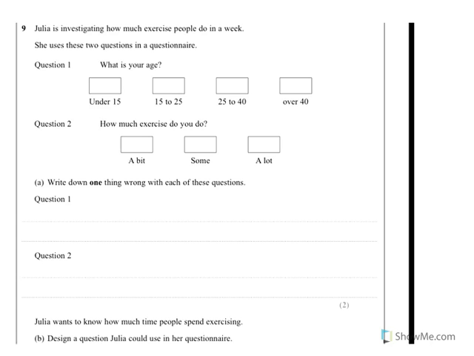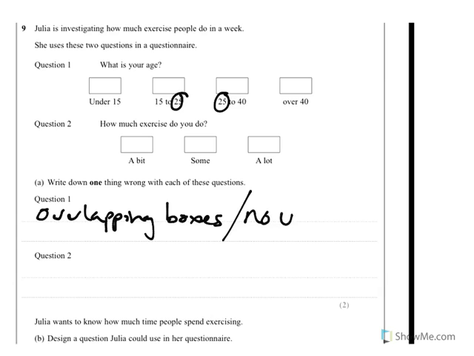Okay, so we need to write down one thing that's wrong with each question. In question 1, if I was 25, I wouldn't know which box to tick. So there are overlapping boxes. You could have also said that there are no units, so you could say under 15 watts, could be under 15 days, under 15 months. So there's no units there either, so we could say no units in that one.